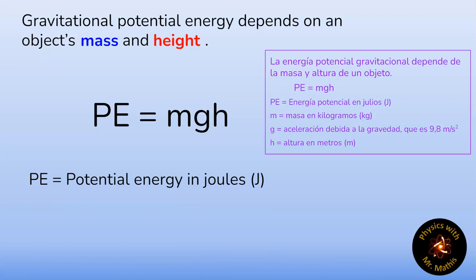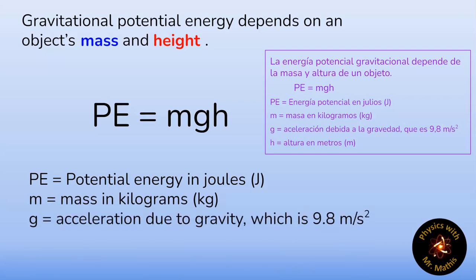PE is our potential energy, and the unit is joules. m is for mass with a unit of kilograms. Little g is the acceleration due to gravity near Earth, which is always 9.8 meters per second squared. And h is the height in meters above the ground or above the other reference point.